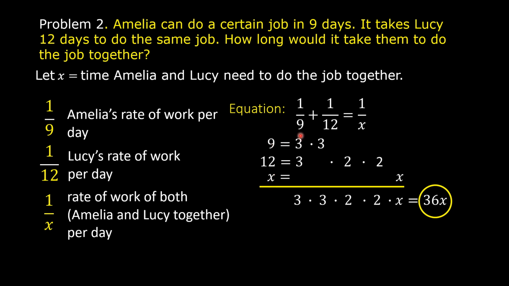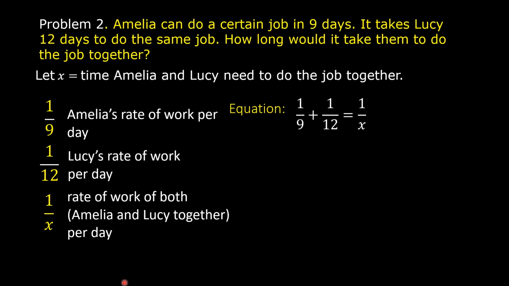Factor 9 into primes. 9 is equal to 3 times 3, and 12 is equal to 3 times 2 times 2, and x, of course, is equal to x. Bring down 3, 3, 2, 2, and then x. 3 times 3 times 2 times 2 times x is equal to 36x. Multiply both sides of the equation by 36x.